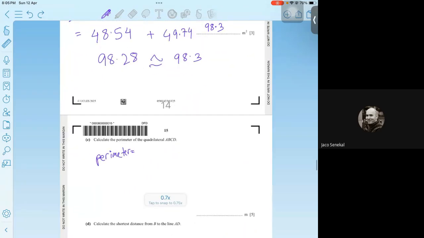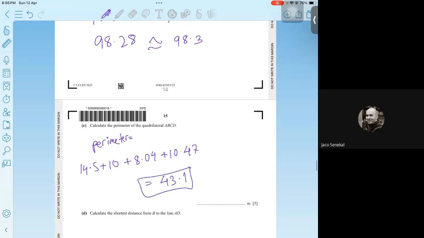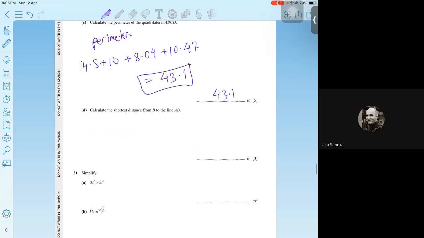So what we add is, I think, 14.5 plus 10, the one given in the question, plus 8.04, the one that we found in part A, and lastly, the 10.47 that we just found out. And all of these would be equal to, I think, 43.1. Okay? So that is 43.1 meters. Are we all cool with this? Thank you so much. Okay.